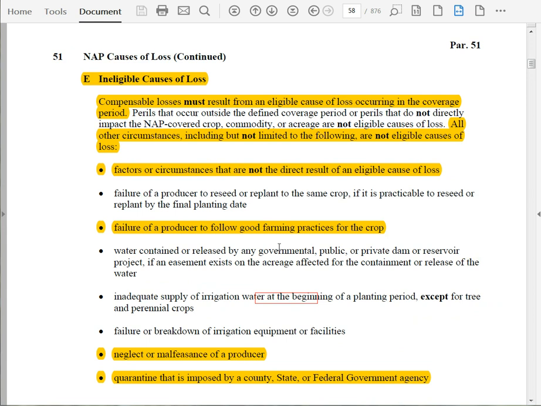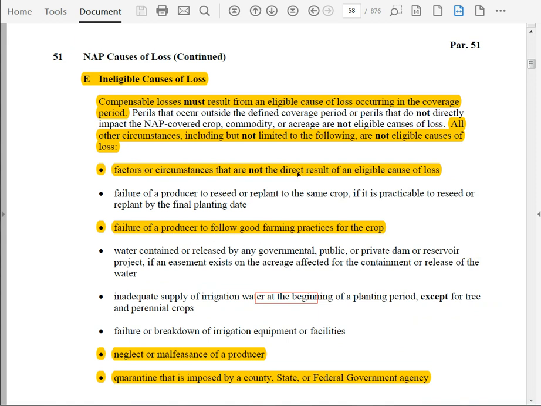So if eligible causes of loss are beyond anyone's control, you can probably guess what constitutes an ineligible cause of loss. Things like poor weed management or failure to follow good farming practices do not constitute an eligible cause of loss. Here are a few of the more common ineligible causes of loss.